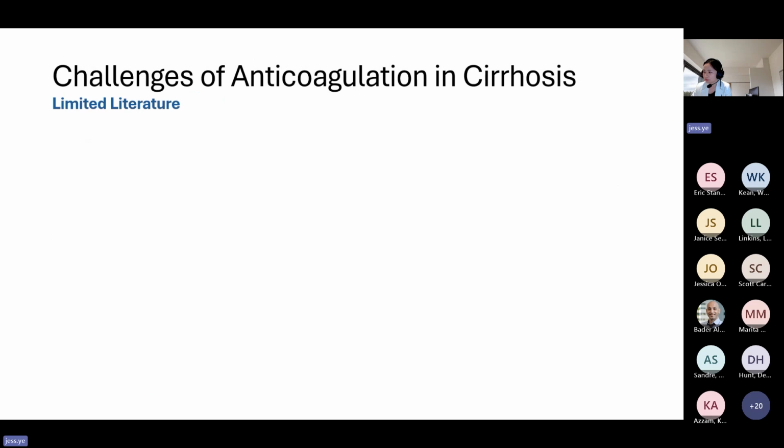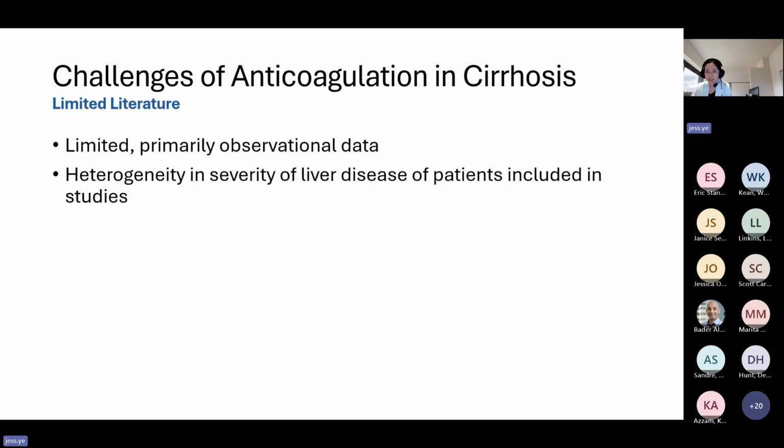The third main challenge of anticoagulation in cirrhosis is the very limited amount of data we have. They're primarily observational and often retrospective data. There's a large heterogeneity in the severity of liver disease of patients included in the studies. Some studies looked at liver disease as a very broad general term, while others looked at advanced liver disease or cirrhosis specifically. So for clarity, I'll be using the exact terms presented in the original study to make it clear.